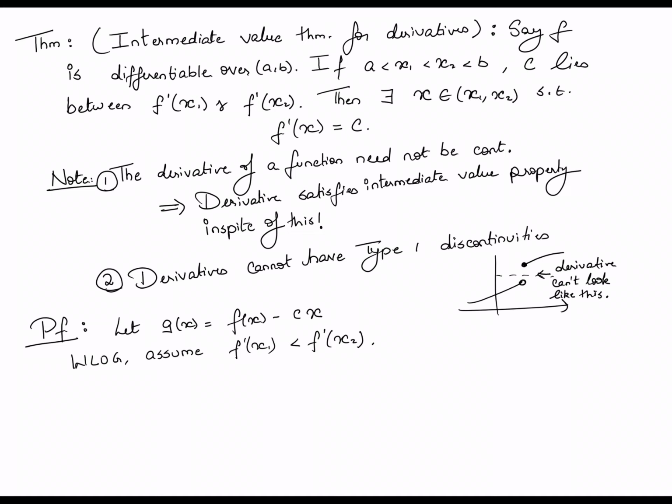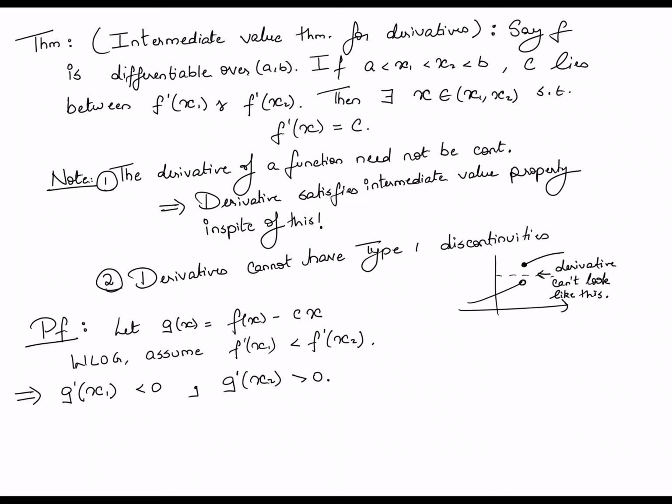Now, by this convention that the derivative at x1 is less than the derivative at x2, check that in fact the derivative of g at x1 is negative, right? Because c must be larger than f prime of x1, and so g prime of x1 is negative. And moreover, g prime of x2 must be positive.